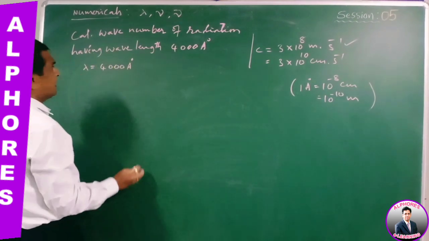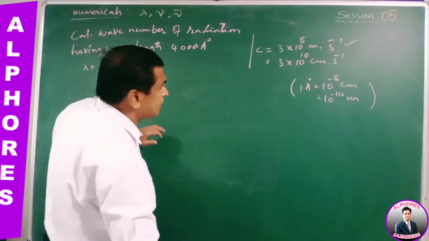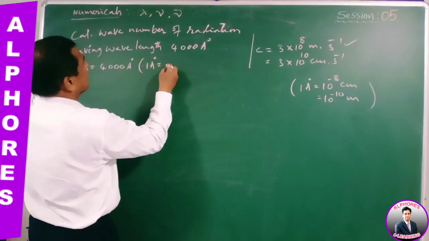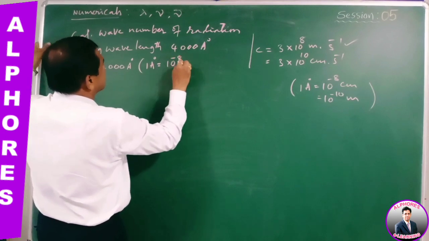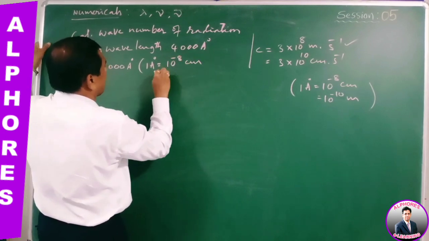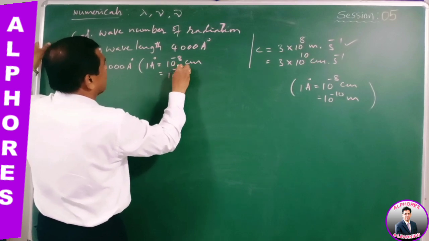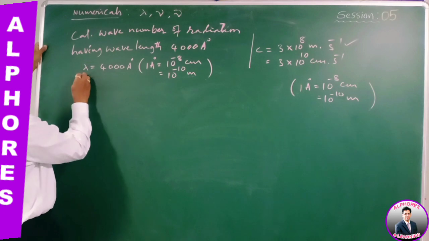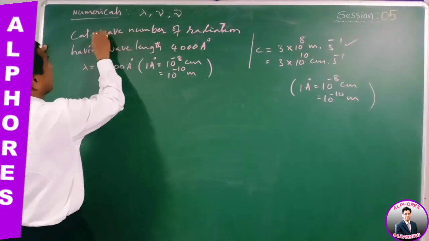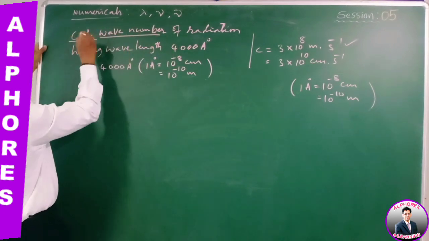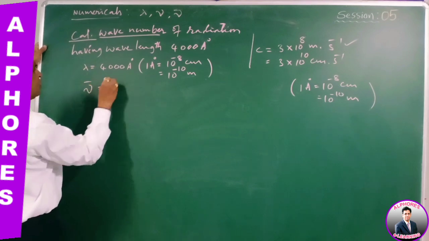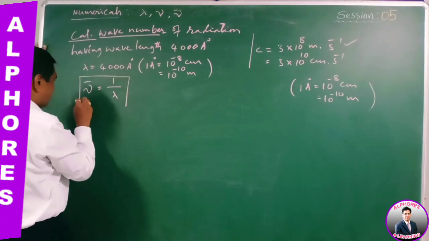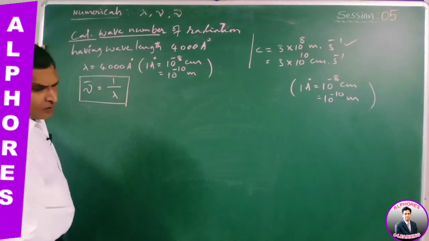Let us consider that 1 angstrom unit is equal to 10 to the power minus 8 centimeters, or that is equal to 10 to the power minus 10 meters. Then we are calculating wave number. So nu bar is equal to 1 by lambda, that is, wave number is the reciprocal of the wavelength.